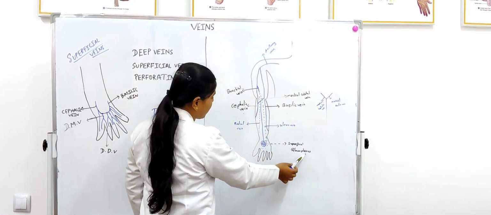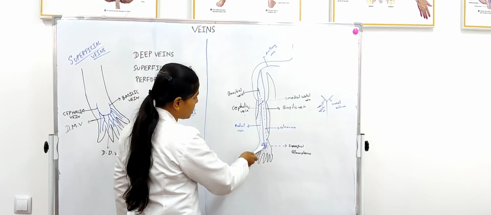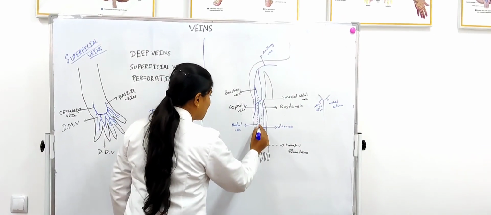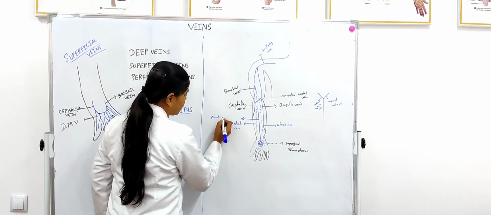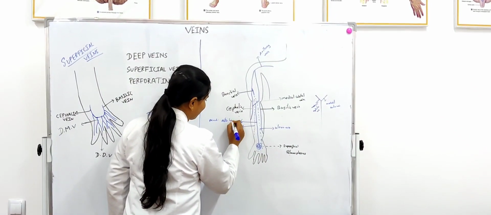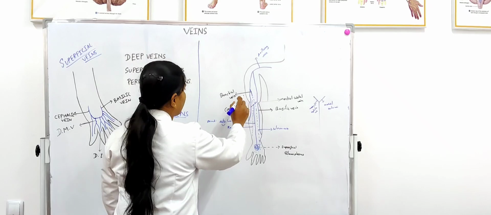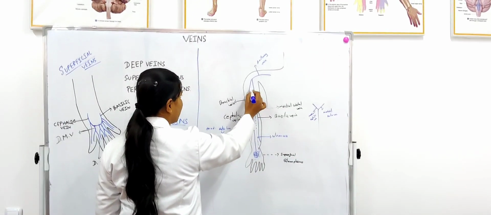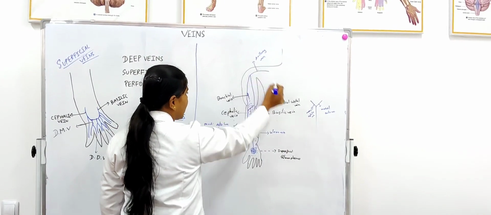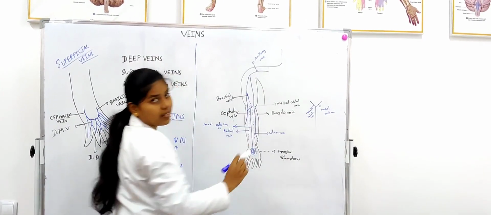The superficial palmar plexus, this is the medial antebrachial vein. The brachial vein, radial and ulnar vein, and brachial vein attach to the cephalic vein, connecting to the axillary vein. The basilic vein is also connected to the axillary vein.